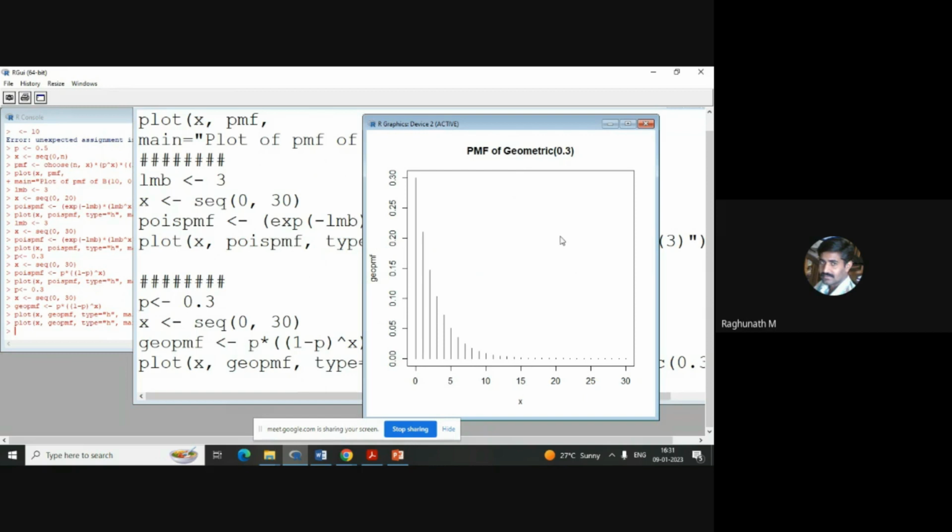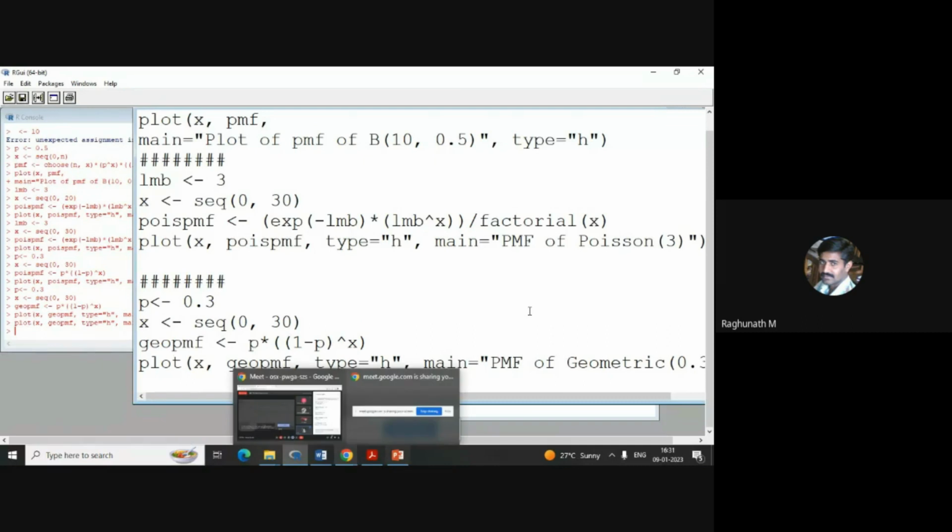Now we have got a PMF of geometric with parameter value 0.3, and this is how the graph will look. Okay, so this is about how to plot the PMF using R. Quickly I will talk about exponential, normal, and then I will talk about the inbuilt functions which are available in R. Now we shall go to the continuous case.